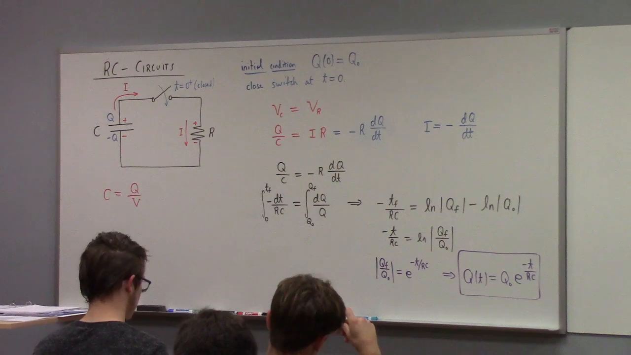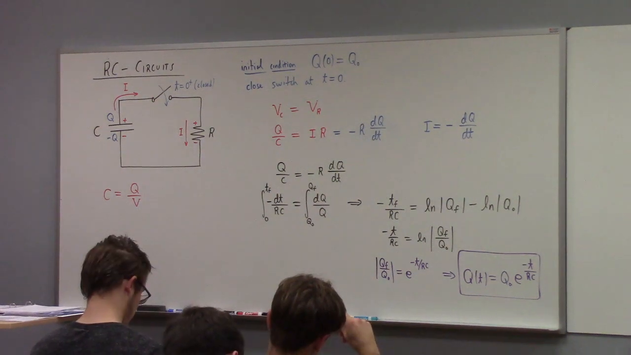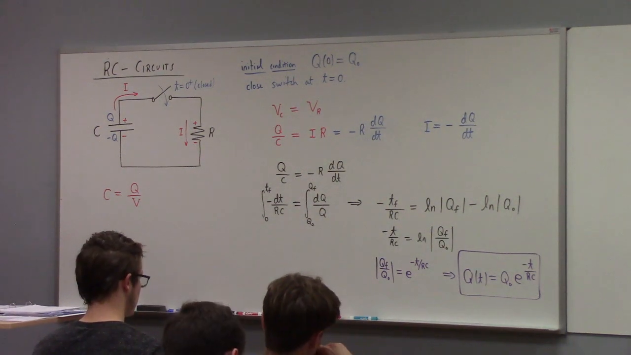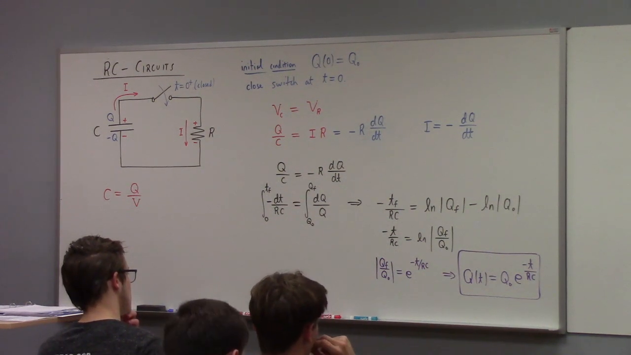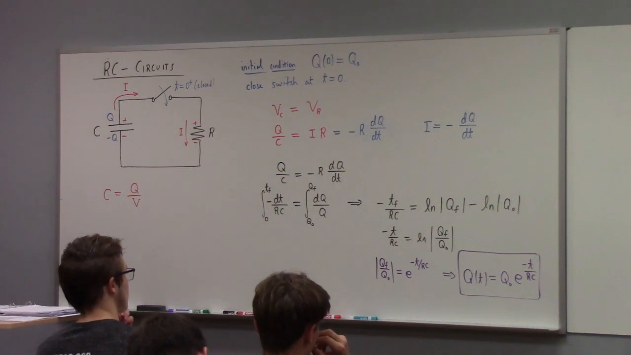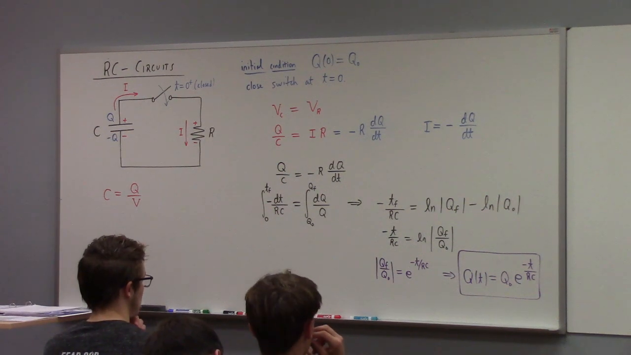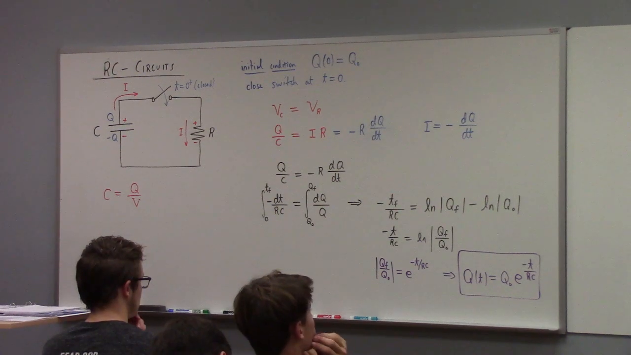Right. Now you can check my formula. Does it make sense? If we plug in t equal to 0, what do we get? Q sub naught, right? Which is what we're supposed to get. The charge at time 0 is supposed to be q sub naught. And then we've got this exponential, right?